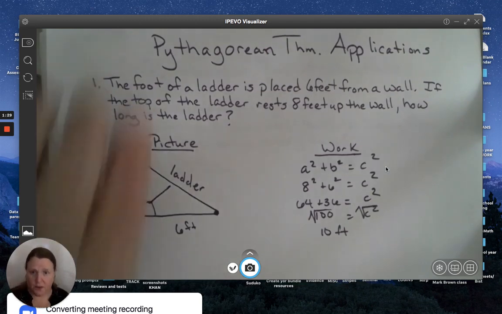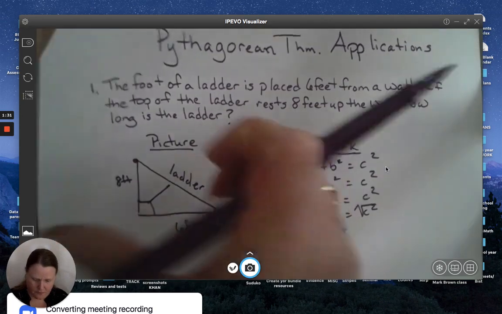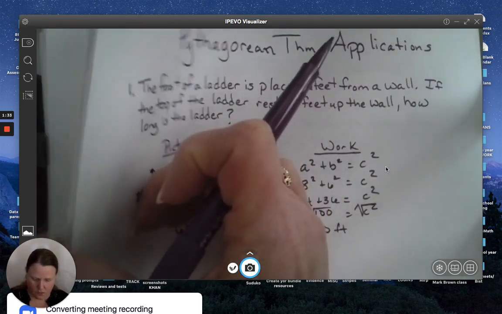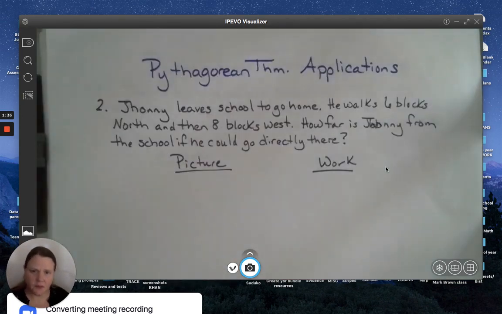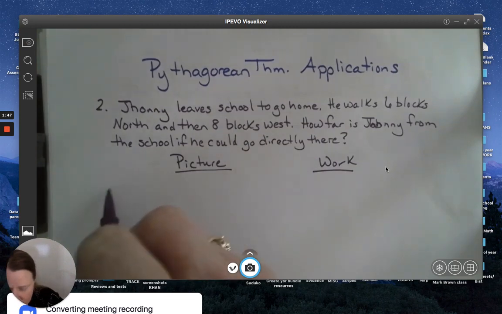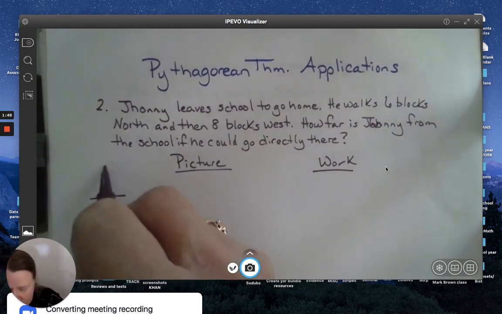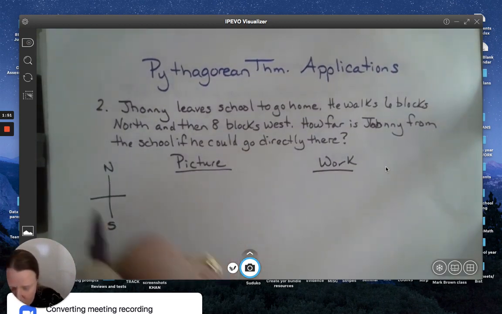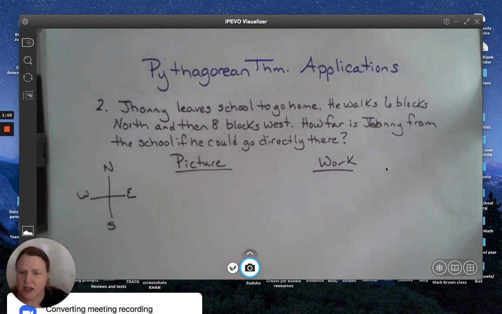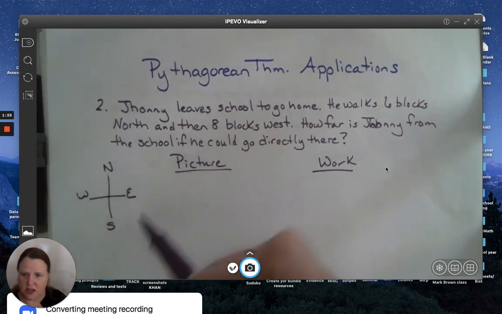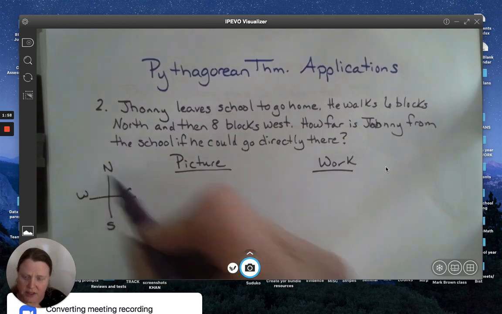So we're going to try another one. Here's our next one. It says Johnny leaves school to go home. He walks 6 blocks north and then 8 blocks west. How far is Johnny from school if he could go there directly? They're assuming that you understand social studies enough to know that it spells WE across the center.